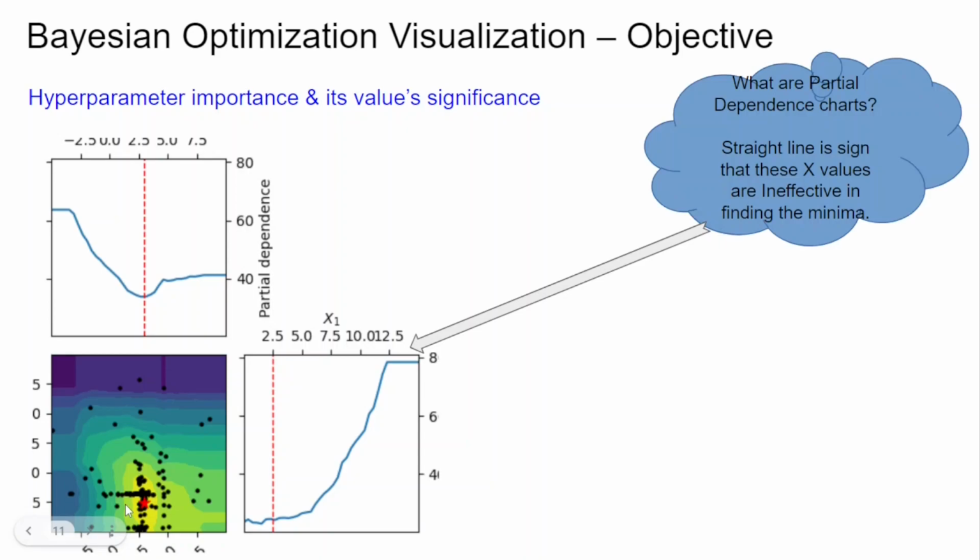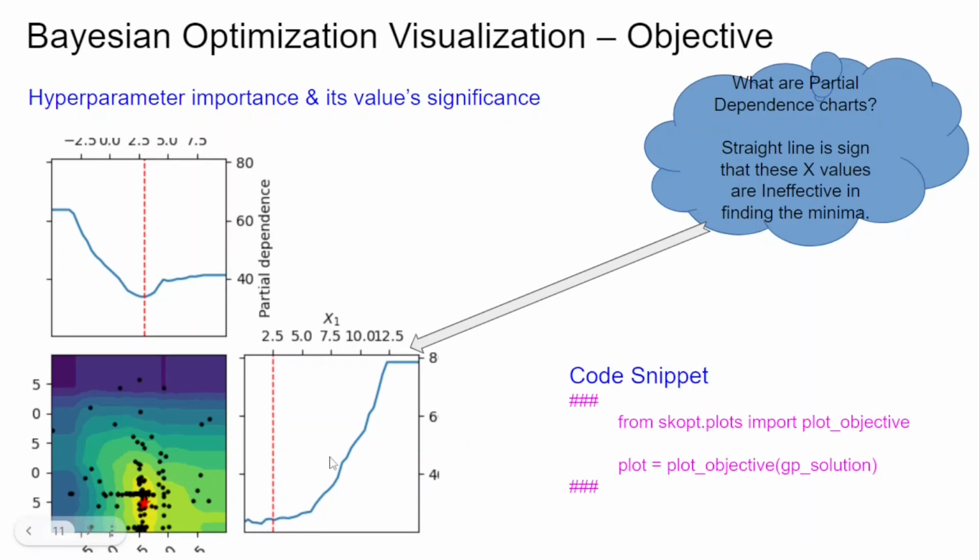Whereas when we have parallel straight lines, these x values are ineffective in finding the minima. So here, these values are ineffective. Whereas if you see here, up to this was effective, but after this was not effective. Again here, not so effective. Okay, so that is important to know. If you have a particular solution, let's say GP solutions for the Gaussian processes, then plot objective. It's the only function we need to call to do this.